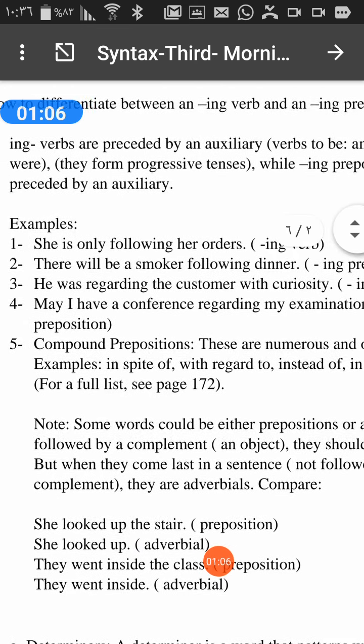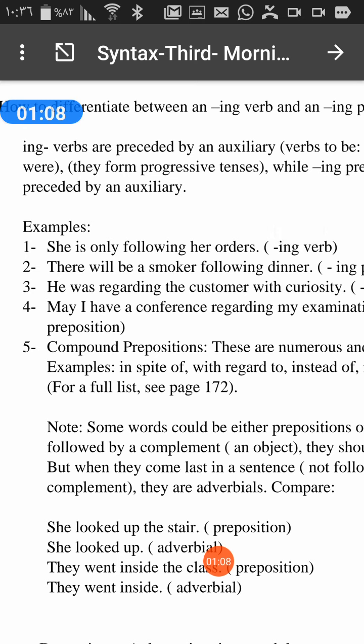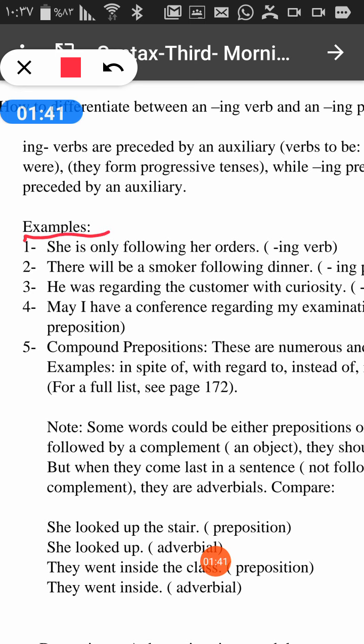So the main point of difference between ing prepositions and ing verbs is that ing verbs are usually preceded by an auxiliary, مسبوقة بفعل مساعد, فعل الكينونة, like am, is, are, was, were, while ing prepositions, بينما حروف الجر اللي تنتهي بالing, are not preceded by an auxiliary. In order to illustrate this point, now let's go to these examples.